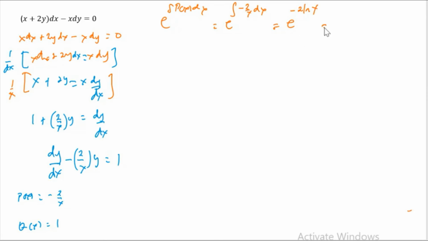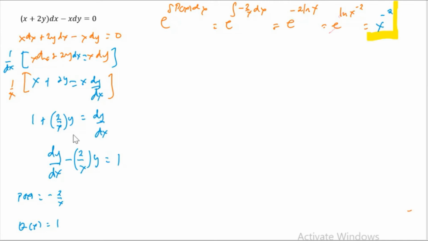So rewriting this one, we can write now as e raised to ln of x to the power of negative 2. So simplifying further, the e and the ln will be cancelled. So therefore, the value now of the integrating factor is equal to x to the power of negative 2. So we will use this one to substitute to our equation.